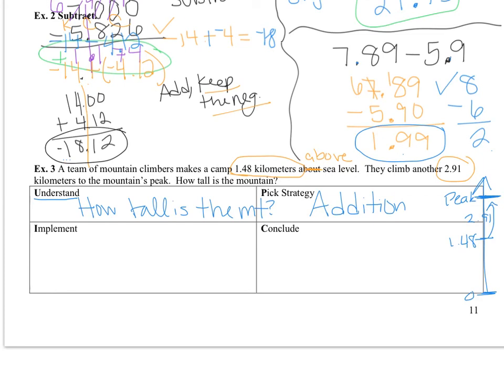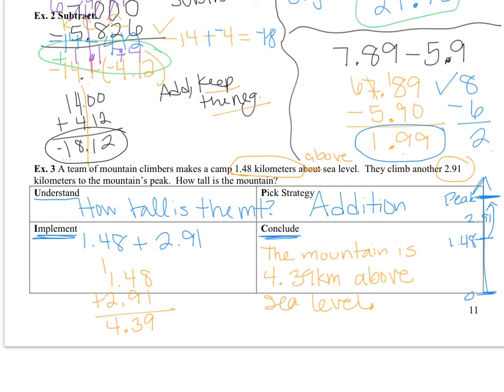So on the implement step we have 1 and 48 hundredths plus the 2 and 91 hundredths. Go ahead and implement that addition and write me a sentence, please.